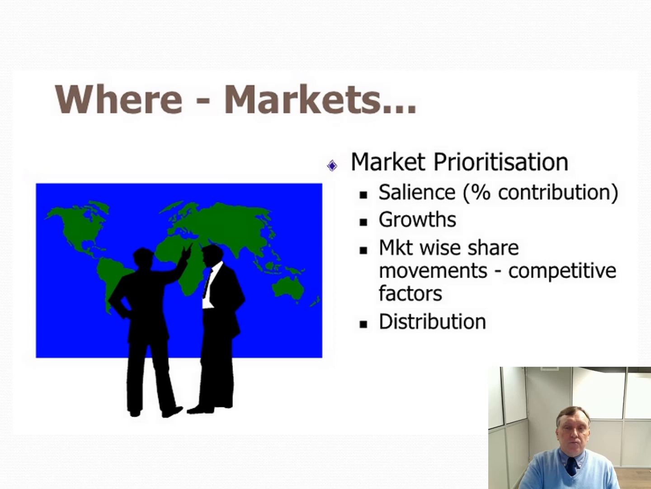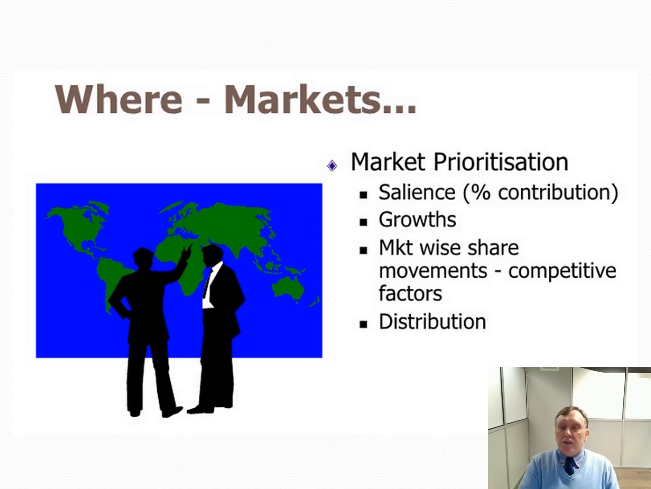Well, you have the market prioritization. So salience: the salience of the actual market, what percentage of that is contributing to the particular product that we're interested in offering them. The growth: the actual growth of that market. Is it an increasing market? Is it a particular market that is increasing, or is it a market that is reducing?